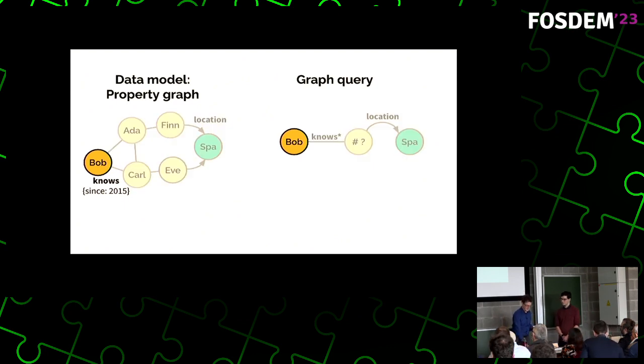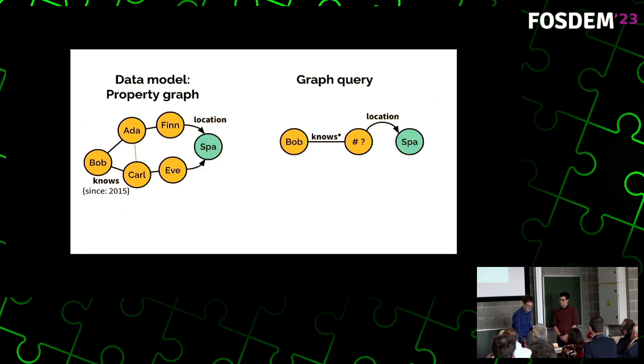If we want to evaluate this, we then start from the person Bob, and push to all the people transitively who are known by Bob directly or via multiple edges. This means all 4 people here. We shrink it down to the people who actually live in Spa, then add up the results and get the result 2.